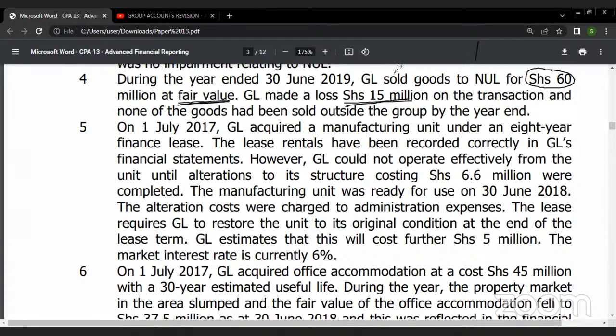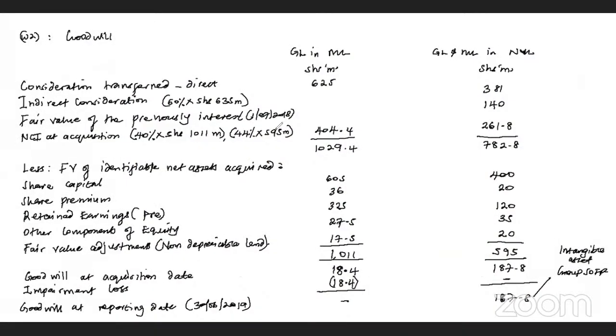So I'm going to come up with a working that will be working number 3, because already we have working 1 for the group structure and working number 2 for the goodwill. So I'm going to use this note to come up with working number 3. Then we see how we can write about this note. So this will be my working 3.